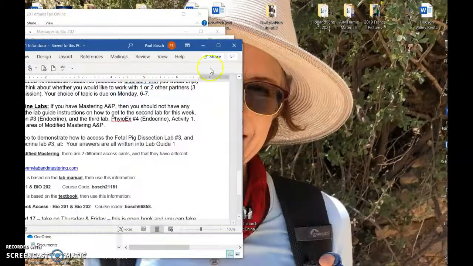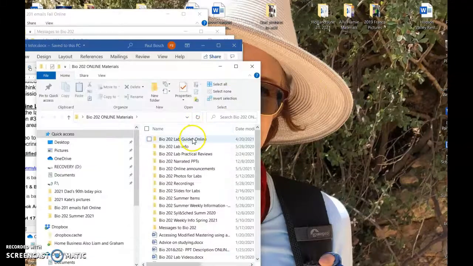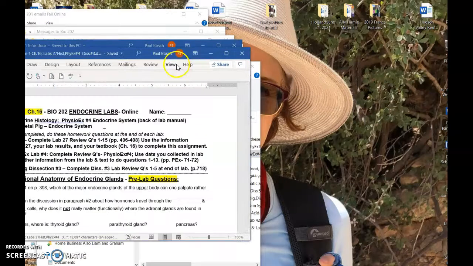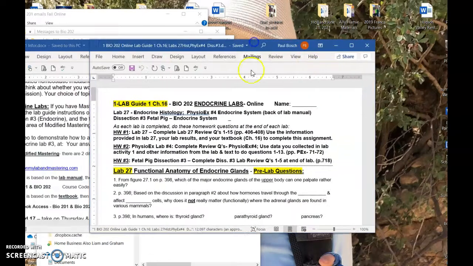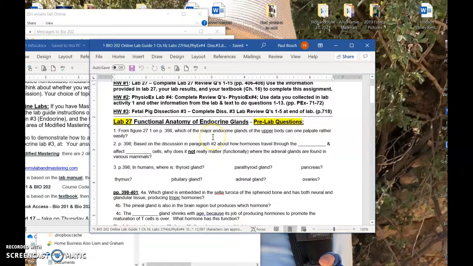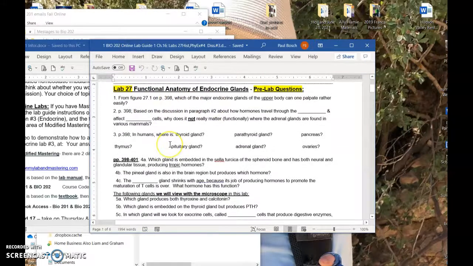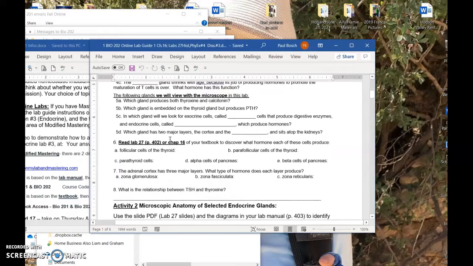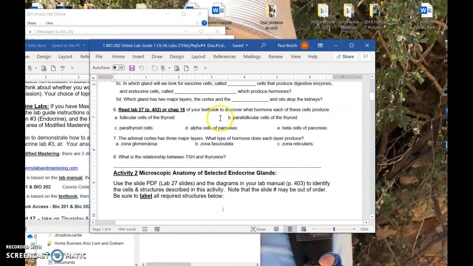In fact, let's get that a minute. Let's see. Here are the lab guides. So here's lab guide 1, the first one you're working on. And as I said, lab 27 is in your manual. So it actually gives you some page numbers. There's some pre-lab questions to do. You want to get to know those really well. Those are very good questions to help you understand the lab.